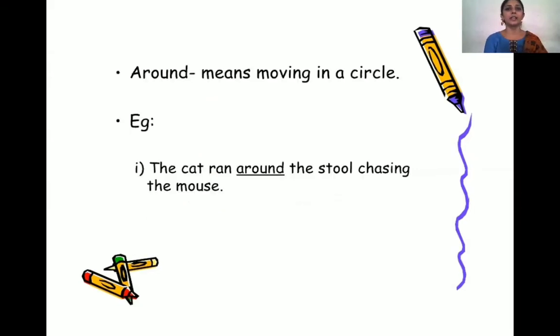Around means moving in a circle. The cat ran around the stool chasing the mouse. It is a very old game that most of us might have played in our childhood days. So the cat ran around the stool chasing the mouse. During Navratri, women play around the idol of the goddess. So that is an expression of worship, as a part of worship, but that is also in a circular motion. So around. Women play Garba during Navratri around the idol of Mother Divine.